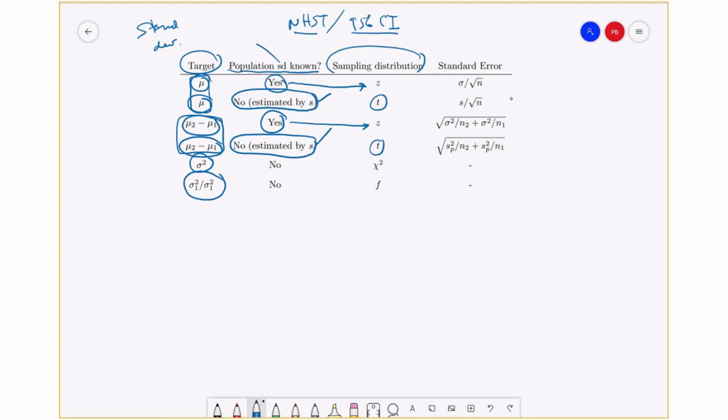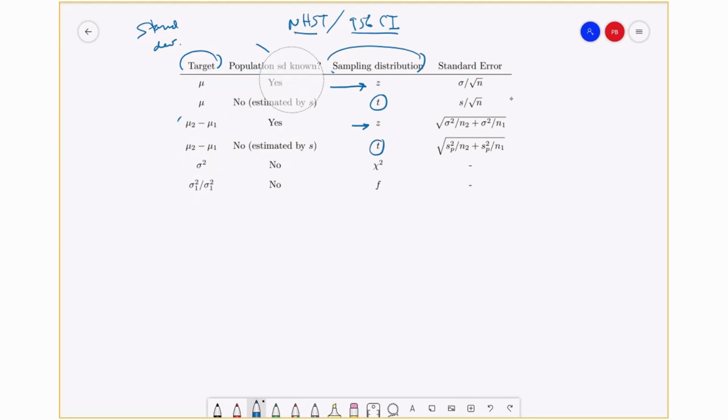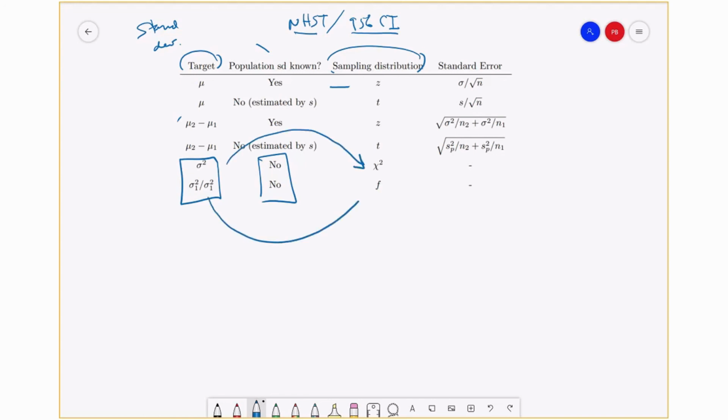Now, obviously, in the case of trying to draw inferences about the population variance or the difference between two population variances, clearly we're not going to know what the population variances are, because that's what we're going to try to draw inferences about. Again, in drawing inferences about a single population variance, we use a chi-square test. Drawing inferences about the ratio of two variances, we use an F-test. Standard error.